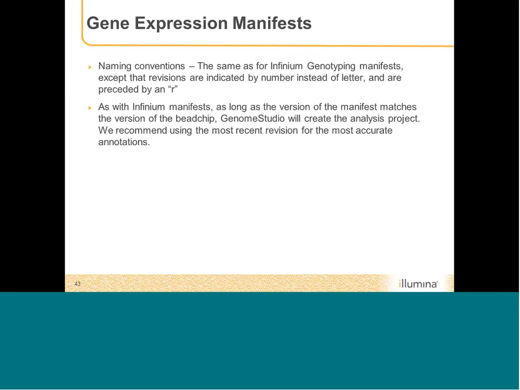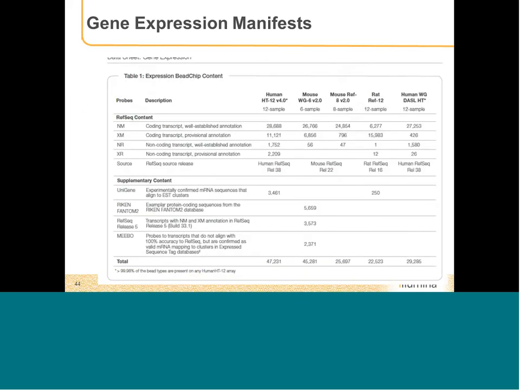As with Infinium manifests, as long as the version of the manifest matches the version of the BeadChip, GenomeStudio will create a valid analysis project. We do recommend using the most recent available version on the website for the most accurate annotations. As far as gene expression chips go, the important information is really the source of the sequence. Here is a table pulled from the data sheet for gene expression BeadChips available on the website, and it breaks down the different sources for each different expression BeadChip type.